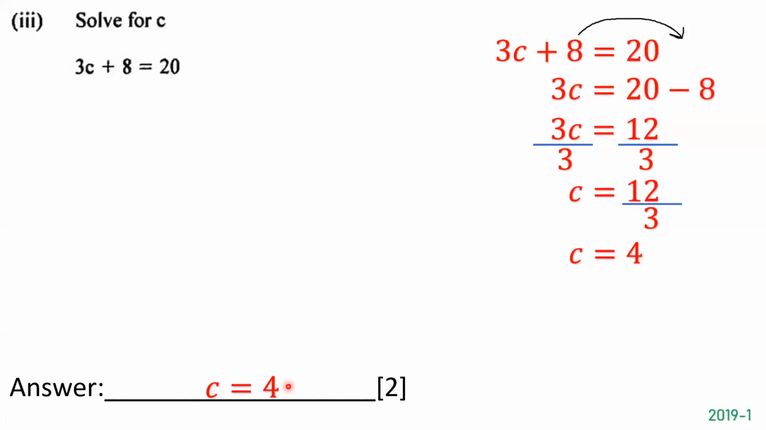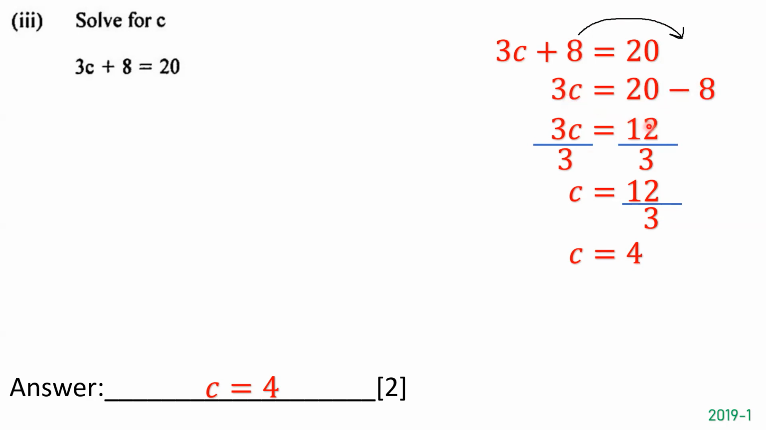Moving right along, we have this question. It says 3c plus 8 equals 20. This is another linear equation. We're going to send the 8 over the equal sign. Remember, it is a positive 8. When we send it over the equal sign, it becomes a negative 8. And so now we have 20 minus 8. 20 minus 8 is definitely 12. And we have 3c equals 12.